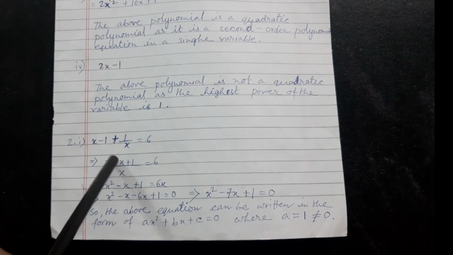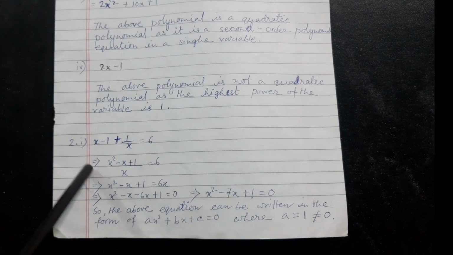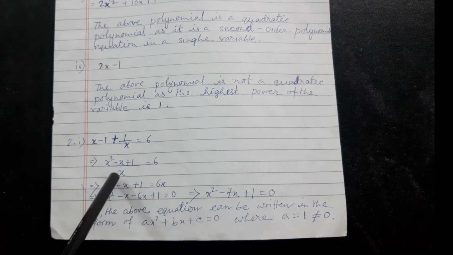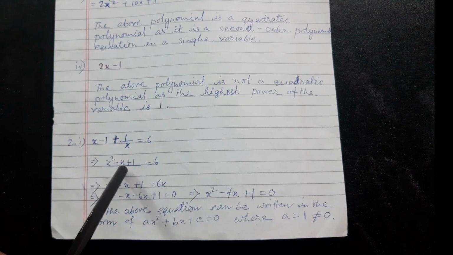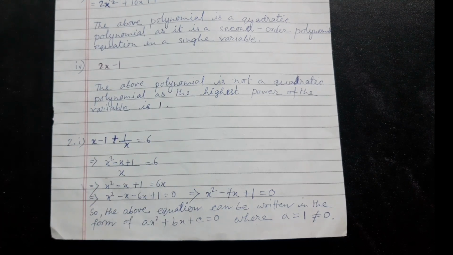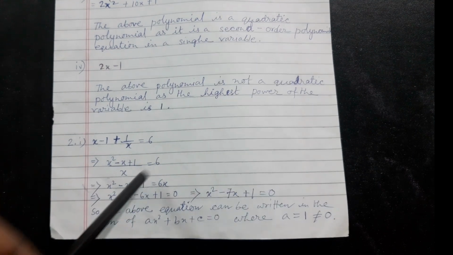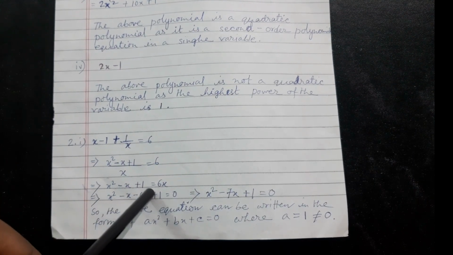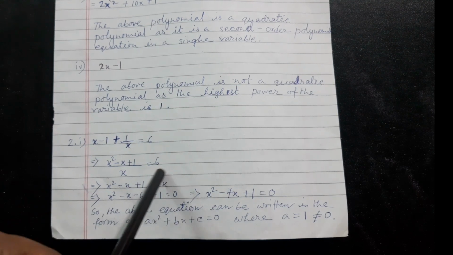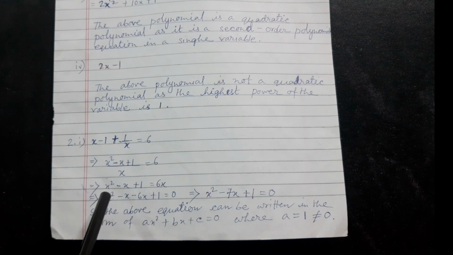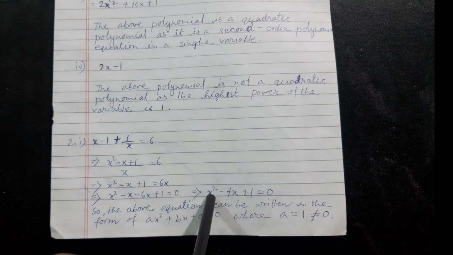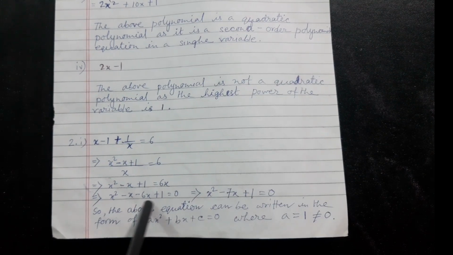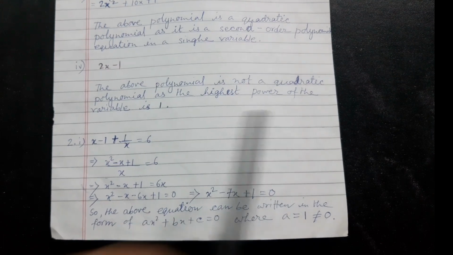So, we can write this equation like this. X is the LCM. So, x square minus x plus 1 equal to 6. Now, we move this x from left to right. So, it will be x square minus x plus 1 equal to 6x. Now, move this 6x from right hand side to left hand side. So, it will be minus 6x. Now, the equation will be x square minus x minus 6x plus 1 equal to 0. That is x square minus 7x plus 1 equal to 0.